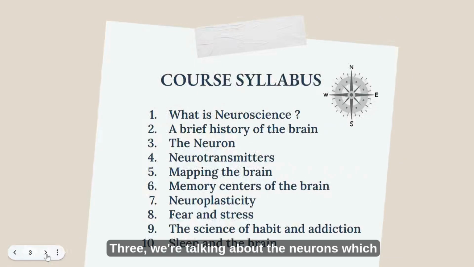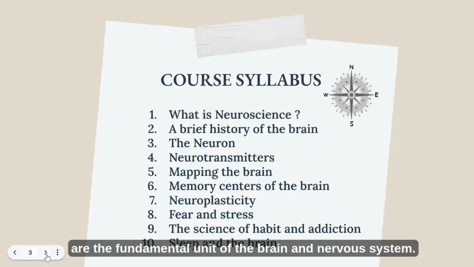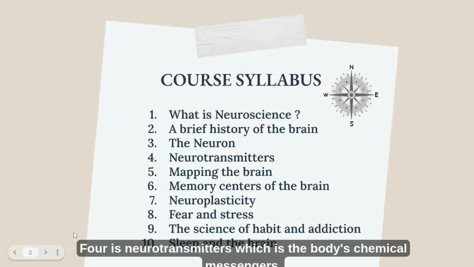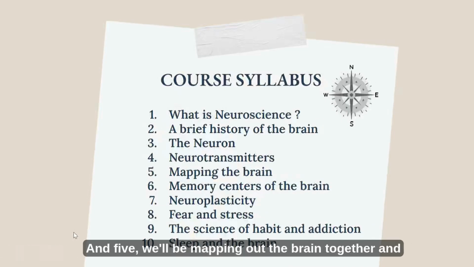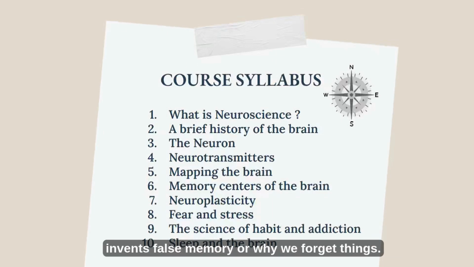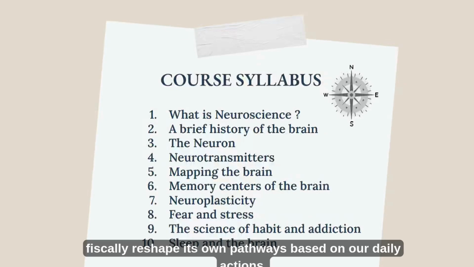Three, we're talking about the neurons, which are the fundamental units of the brain and nervous system. Four is neurotransmitters, which is the body's chemical messengers. And five, we'll be mapping out the brain together and talking about the four major lobes of the brain. Six will be about the hippocampus and why our brain sometimes invents false memory or why we forget things. Seven is about the brain's ability to physically reshape its own pathways based on our daily actions.